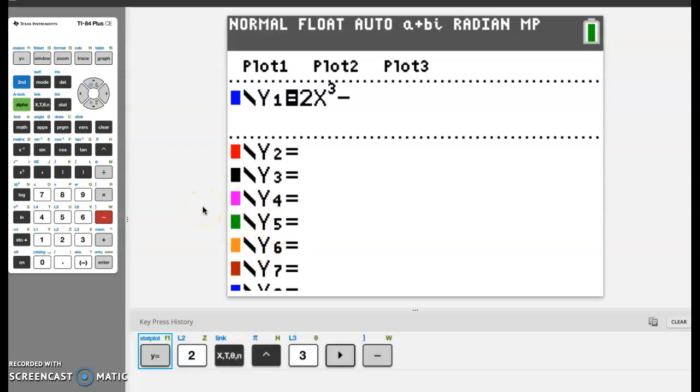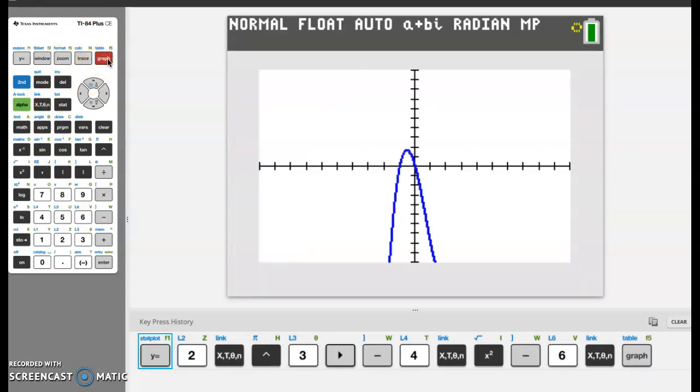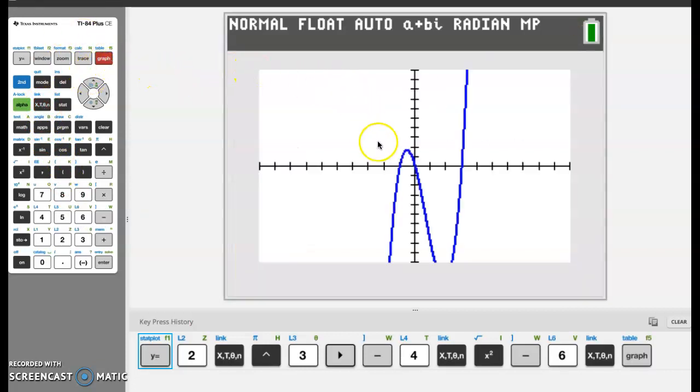All right, so we're going to put in our calculator again, press y equals 2x cubed minus 4x squared minus 6x. So you can see what to put in your calculator by following mine. And just to show you the graph really quickly, press graph. All right, you can see that there's going to be a maximum, a minimum, and 3 zeros. You can actually eyeball the 3 zeros. That means it would have factored nicely.